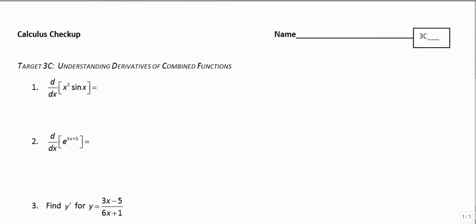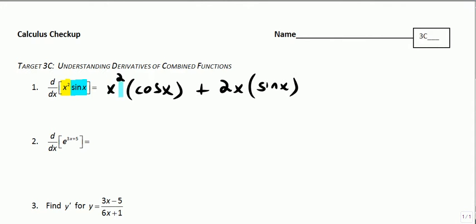Alright, this is page 2 of our assessment today. So this first problem, we've got product, quotient, chain, I think on here. As I look at this, I know I'm going to need the product, x squared times sine x. So I'm going to leave the yellow one alone, do the derivative of the blue, plus do the derivative of the yellow one, leave the blue one alone.